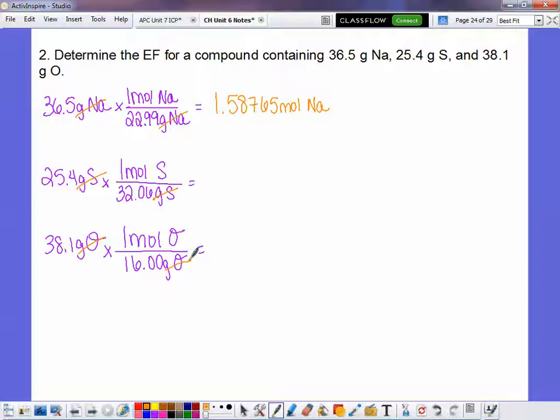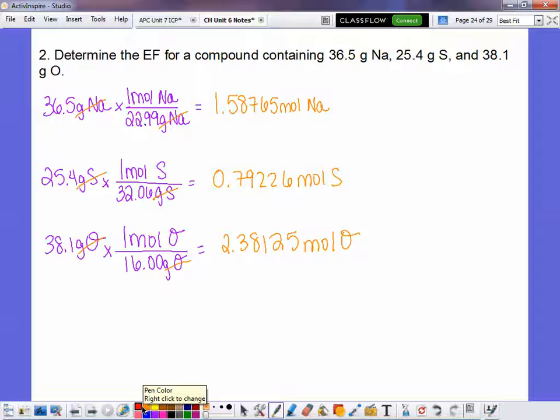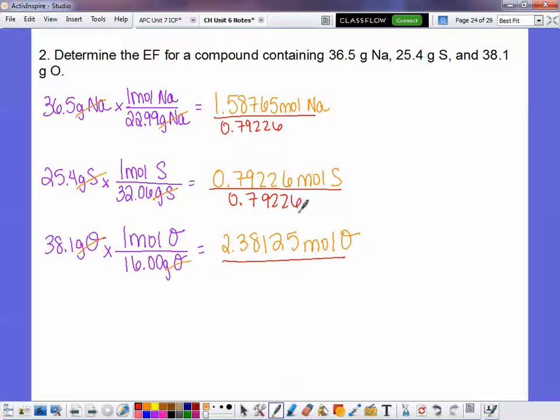All right, what do you get for the moles of sulfur? And oxygen. All right. So now we have the moles of everything. Who has the smallest number of moles? Sulfur. So we're going to divide all of them by sulfur's moles to get our ratio.